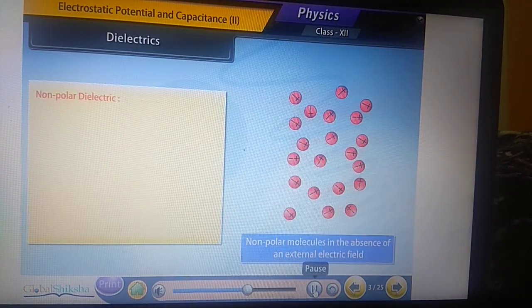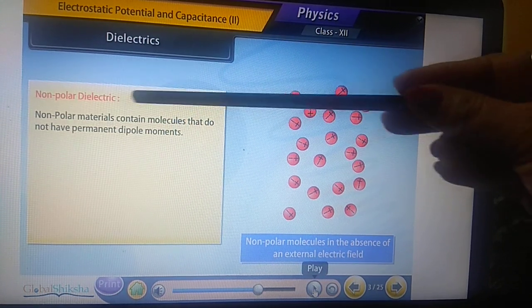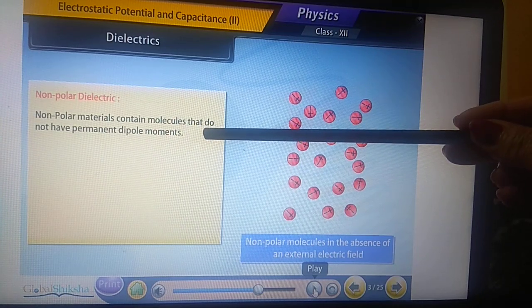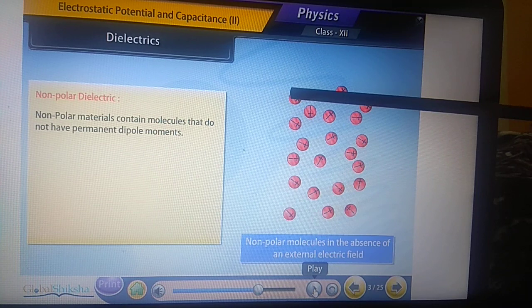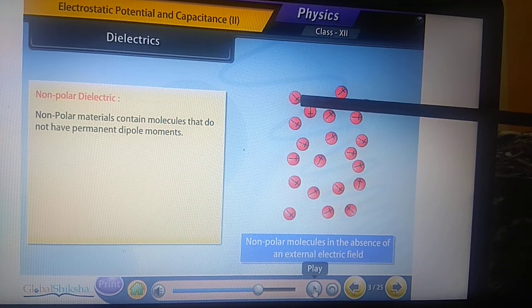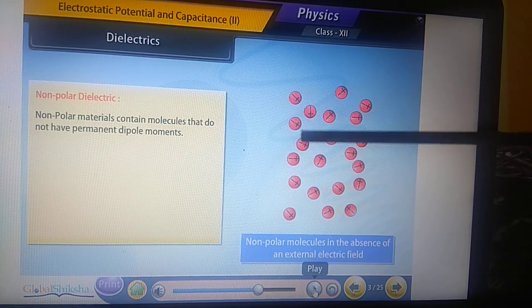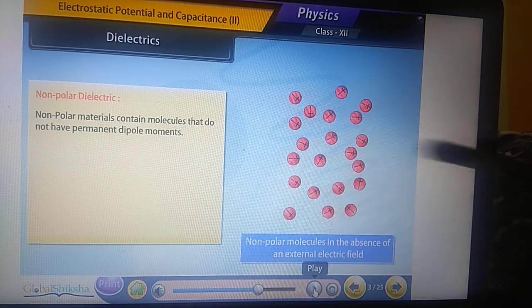Non-polar dielectric. Non-polar materials contain molecules that do not have permanent dipole moments. It means in these molecules, the negative and the positive charge centers are concentric. Concentric means they have the same center. So presently they do not have a dipole moment.